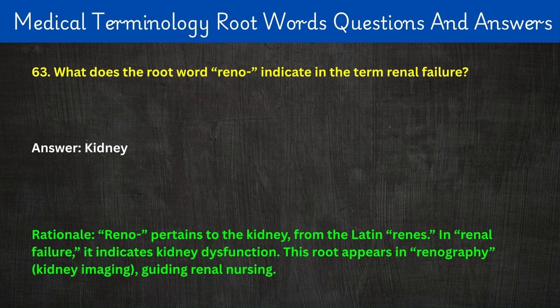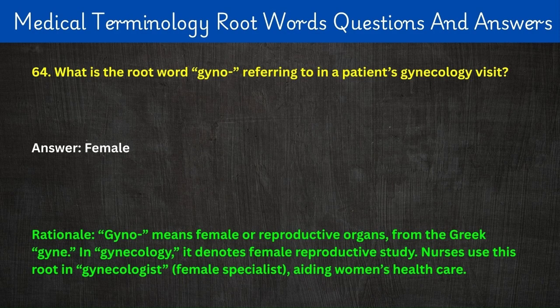Answer: kidney rationale. Reno- pertains to the kidney, from the Latin renus. In renal failure, it indicates kidney dysfunction. This root appears in renography, kidney imaging, guiding renal nursing. 64. What is the root word gyno- referring to in a patient's gynecology visit?